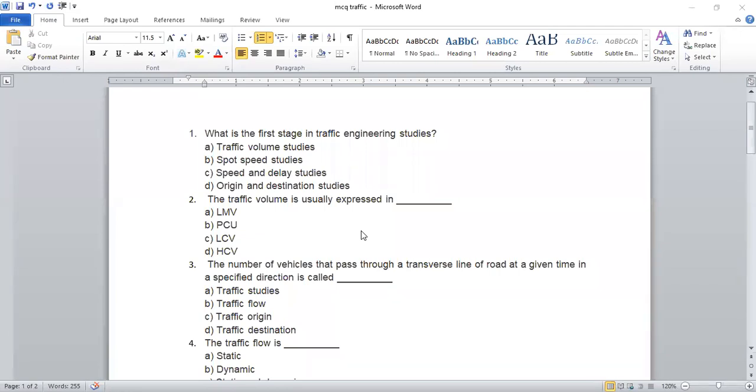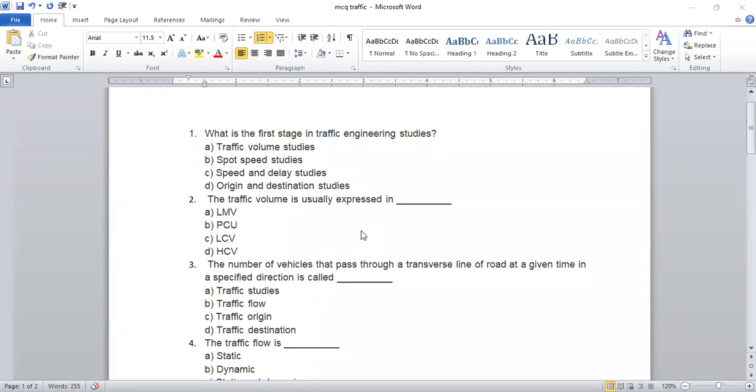What is the spot speed study? The spot speed study is the instantaneous speed of the vehicles. At every point, we can calculate the vehicle speed. What is the speed and delay study? It means that due to some disturbance during the journey, the journey becomes delayed.